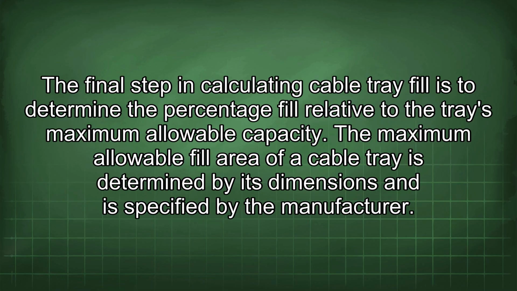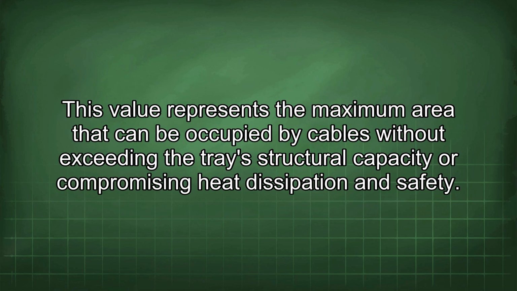The final step in calculating cable tray fill is to determine the percentage fill relative to the tray's maximum allowable capacity. The maximum allowable fill area of a cable tray is determined by its dimensions and is specified by the manufacturer. This value represents the maximum area that can be occupied by cables without exceeding the tray's structural capacity or compromising heat dissipation and safety.